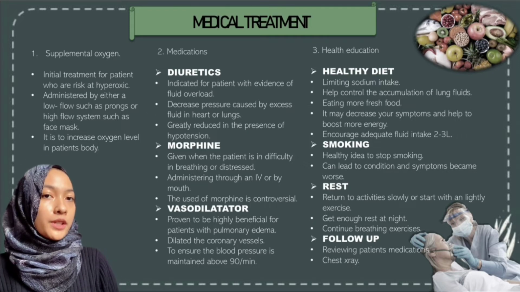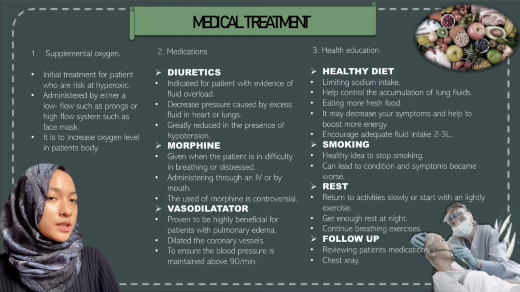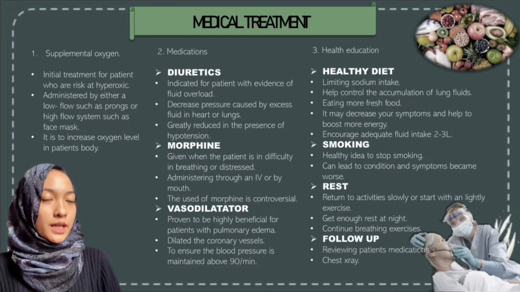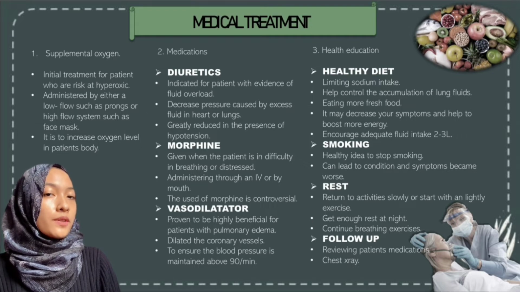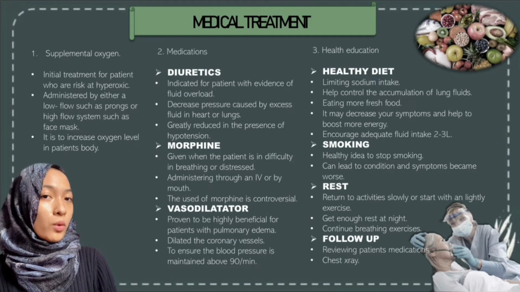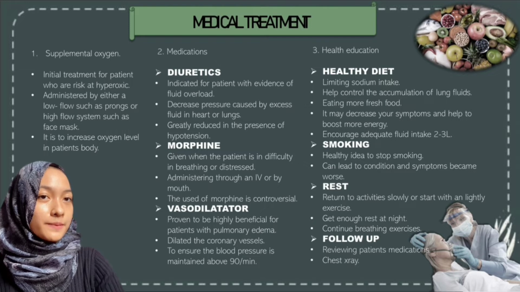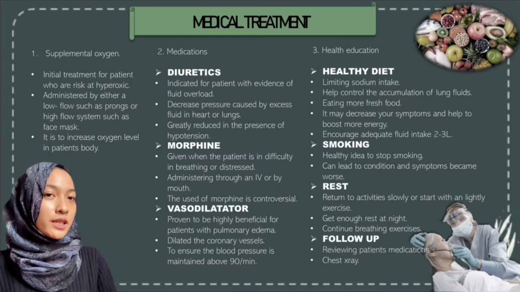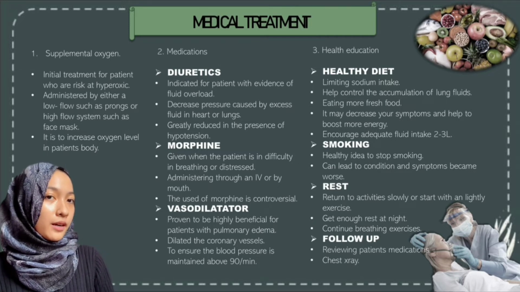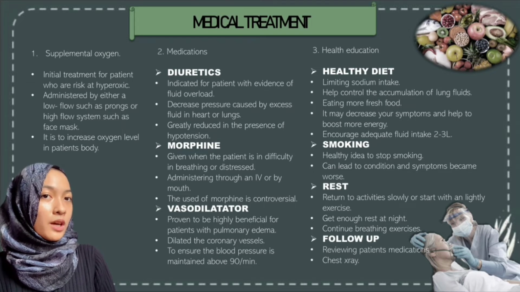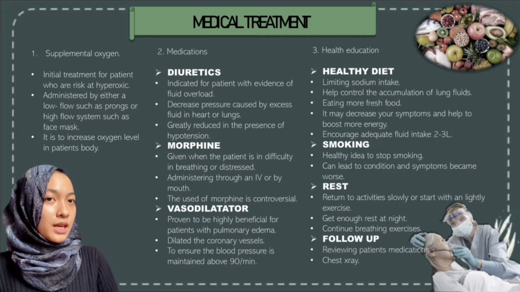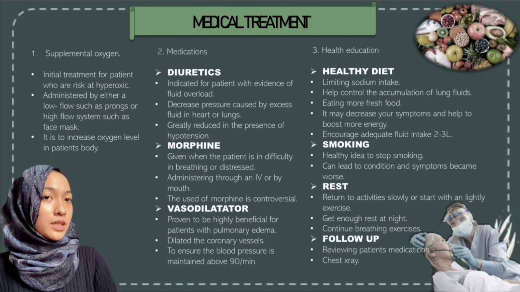The treatment of pulmonary edema largely depends on its cause, and the first treatment for acute pulmonary edema is supplemental oxygen. This is the initial treatment for patients who are hypoxic, as oxygenation is the priority. The doctor will monitor if your oxygen level is too low or the patient is having trouble breathing. Administration of supplemental oxygen depends on the degree of hypoxia, and oxygen may be administered by either a low flow system such as a nasal cannula or a high flow system such as a face mask. It is to increase the oxygen level in the patient's body.